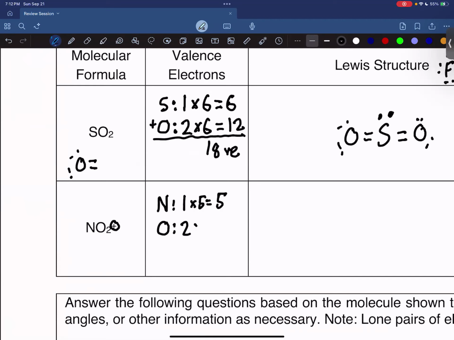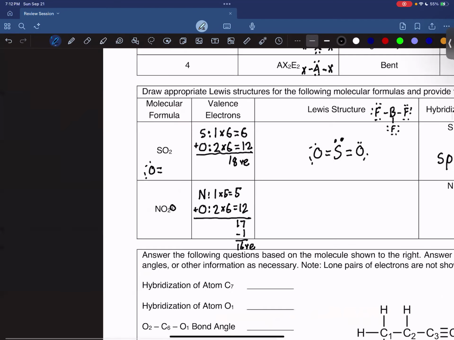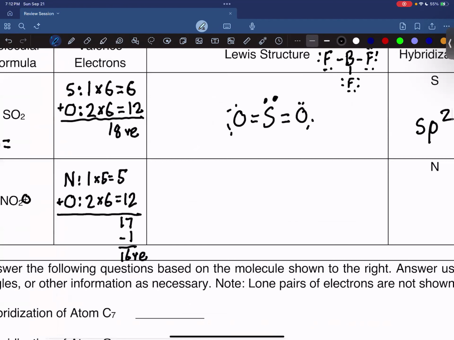So it is 5, and then 2 times 6 equals 12. But one thing you have to watch out for, because of the positive charge, you actually subtract 1. So it is 16 valence electrons. So what we'll do in this example is have the nitrogen. Like I said, oxygen likes having that double bond and the 2 lone pairs.